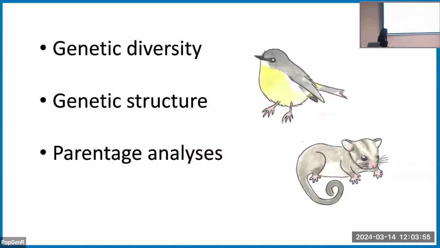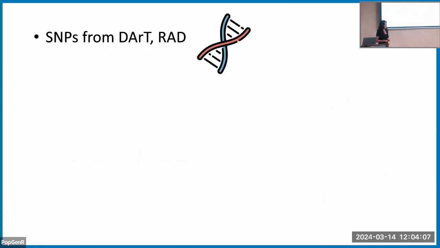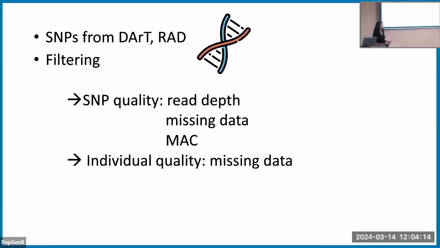And you have some questions, basic ones. You want to look at the genetic diversity in the population, you want to know the genetic structure, and you want to run some parentage analysis. Standard stuff, right? So you very diligently go into getting SNPs, perhaps from DArT sequencing or even RAD sequencing, and you start applying your filters, right?